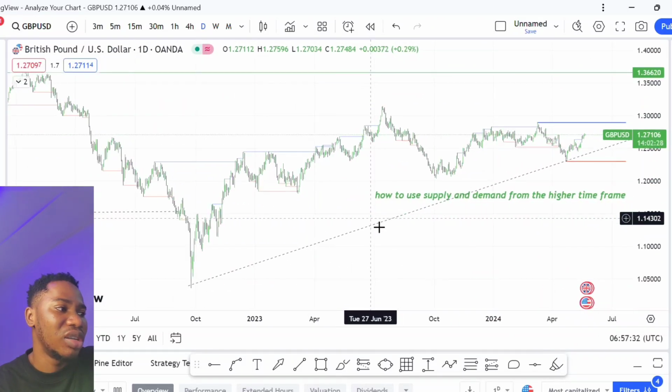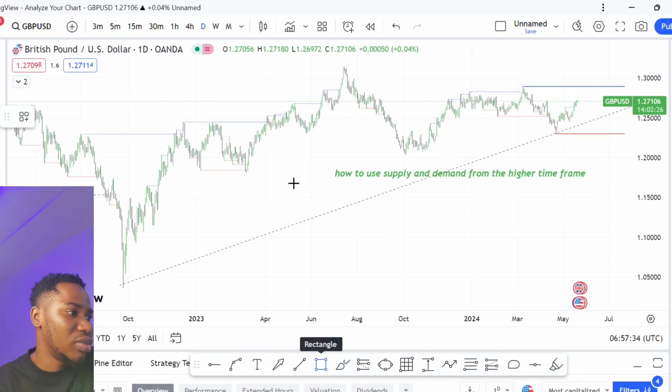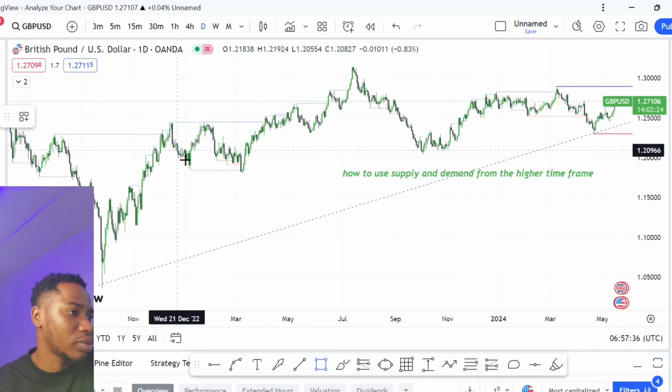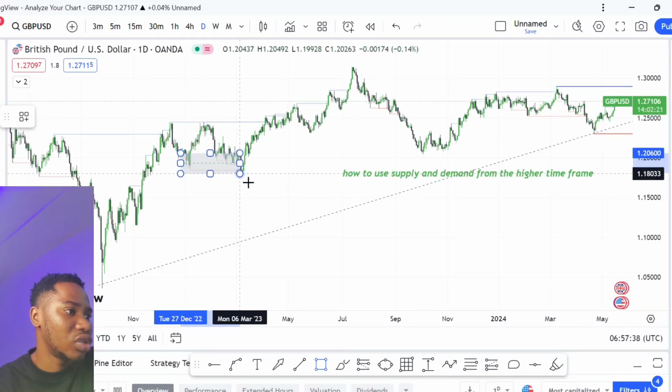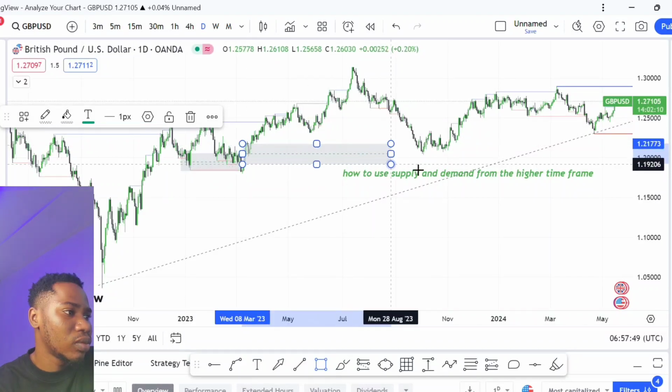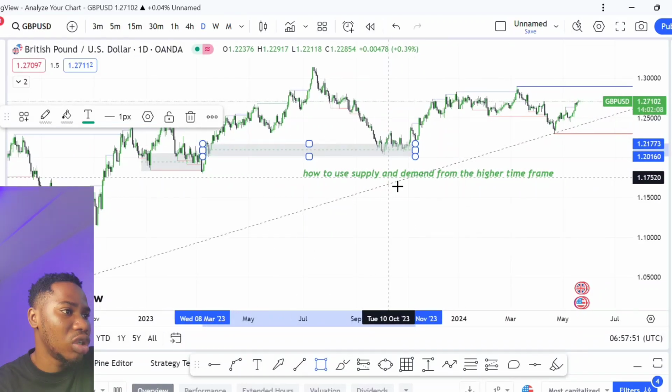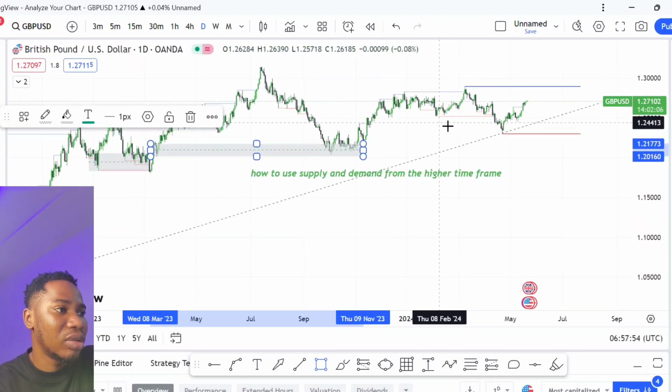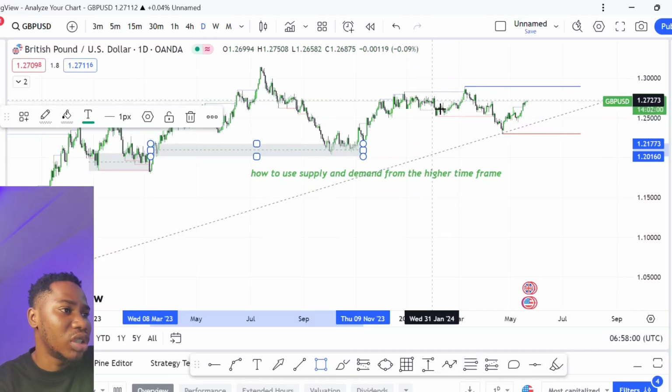Now let's spot out the demand from here. There's a demand pushing price up, and this one too, there's another demand coming from here. There's liquidity right here, and there's a demand coming from here, and there's also liquidity right here. I remember back then, like 3 months ago, price was just ranging and ranging, and then we have this one right here.